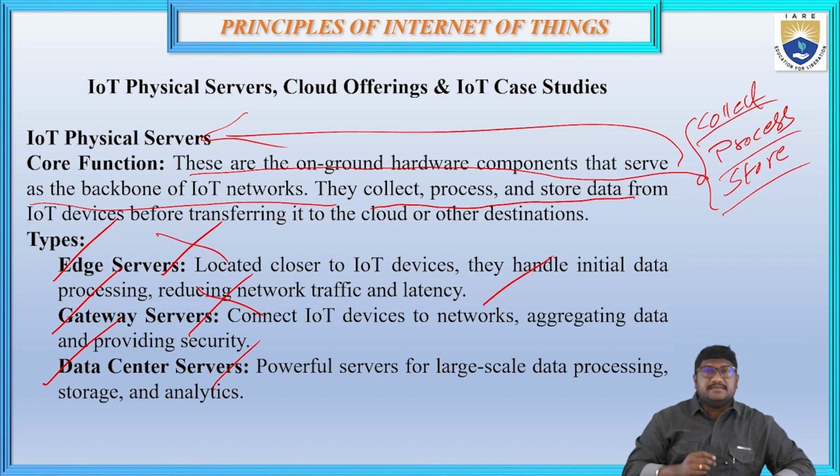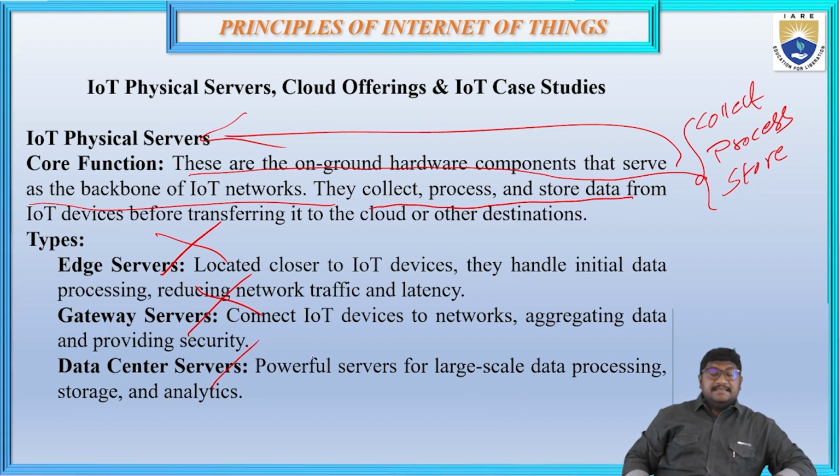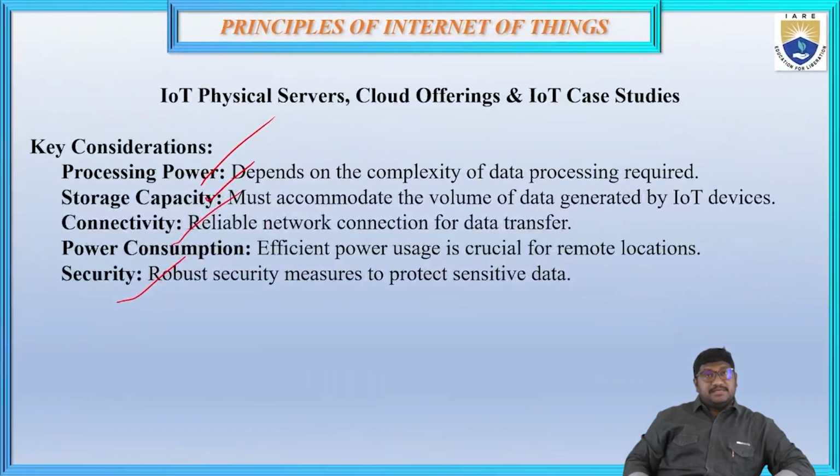And coming to gateway servers, which connect IoT devices to the network, aggregating the data and also providing security. And coming to the third one, data center servers. These data center servers are powerful servers for large scale data processing, storage, and analytic purposes. These are the three different types of IoT servers.